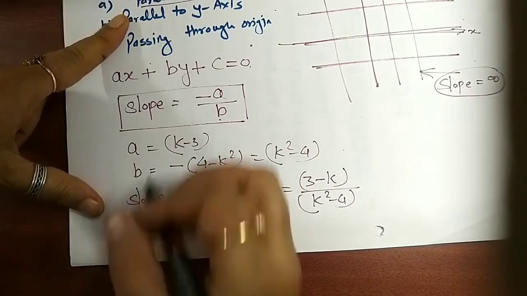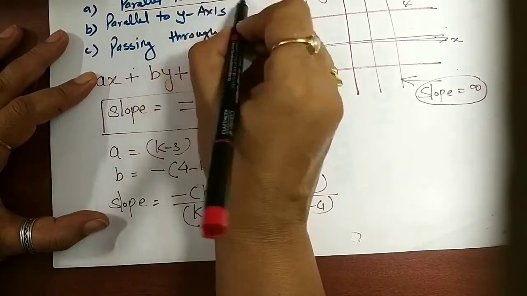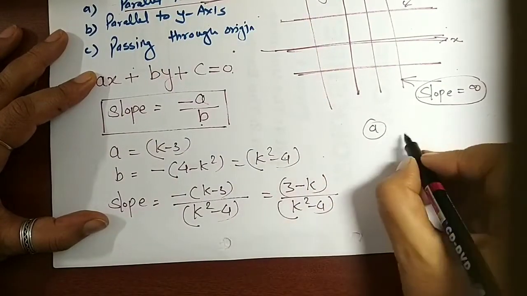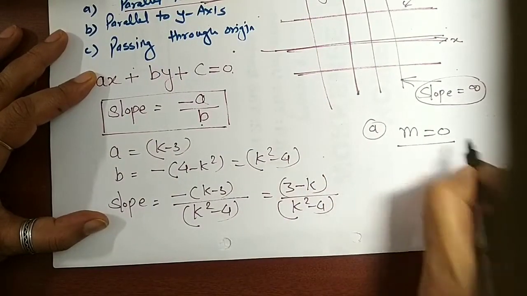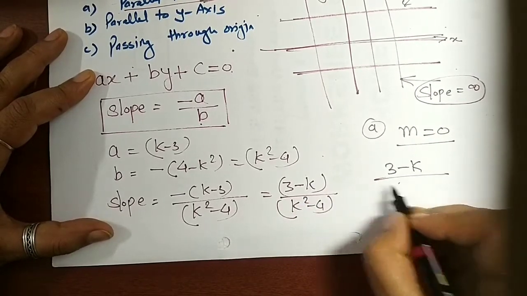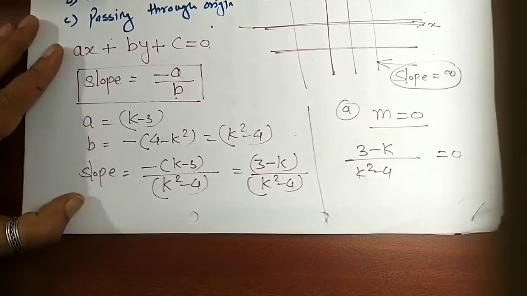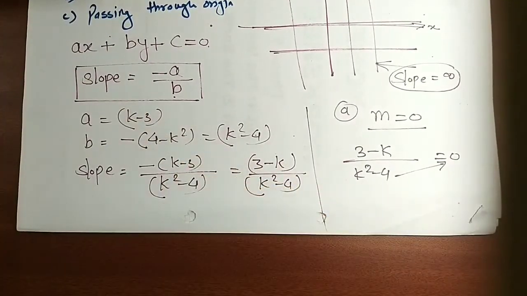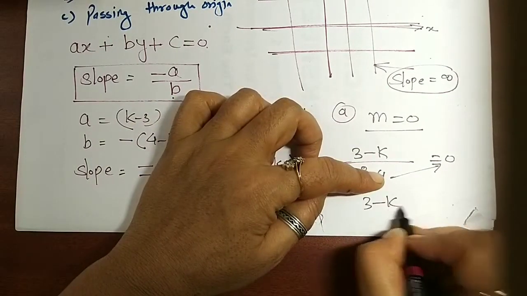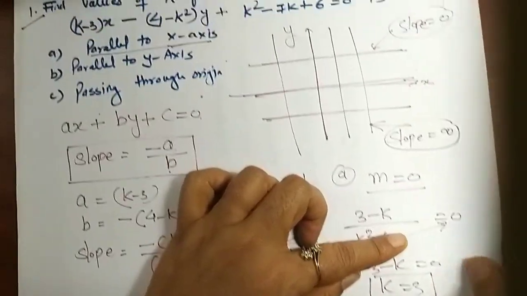For case 1, they are saying parallel to x-axis. So in case 1, m should be 0. So that means this should be 0. So I can put 3 minus k over k square minus 4 should be 0. If this is 0, this will go there. Correct? So what I will get, guys? 3 minus k is 0, which means k is 3. This is my first answer.